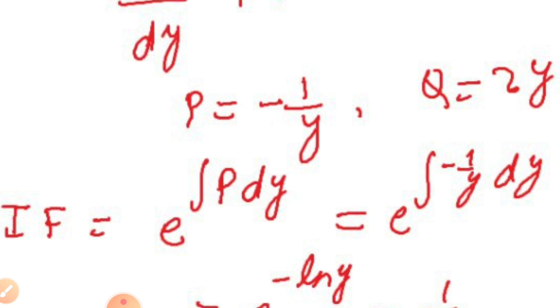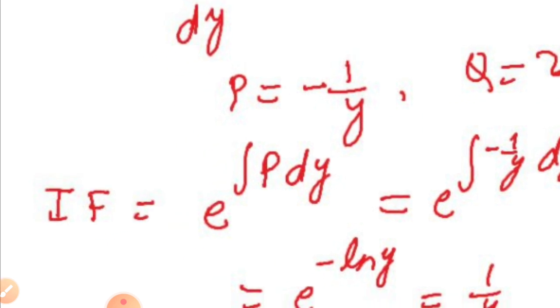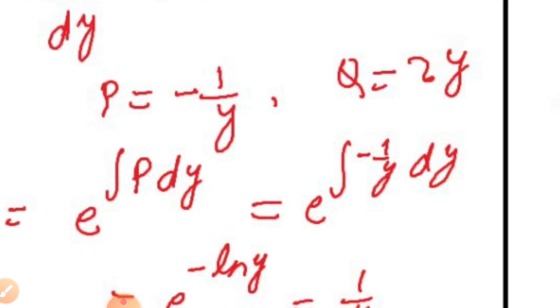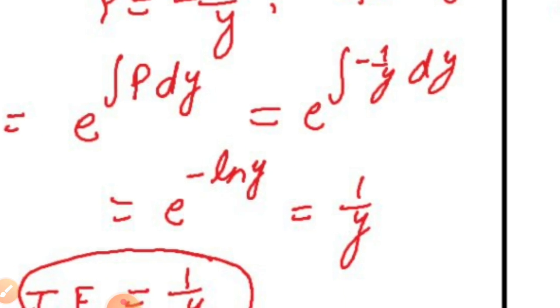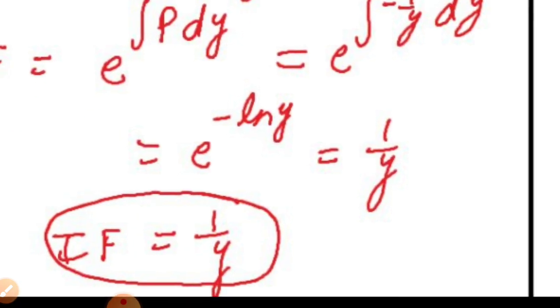Now we can calculate the integrating factor. Again the procedure will be slightly different. There we were integrating p with respect to dx. Now here we will integrate p with respect to dy because it is a function of y only. The integrating factor will be e to the power integration of minus 1 by y dy. 1 by y will integrate to ln y, and we will have that the integrating factor here will be 1 upon y.